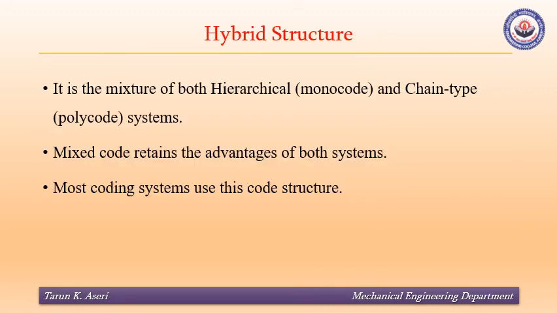Another kind of part code system is a mixture of hierarchical and chain type. Whatever advantages are available in hierarchical and chain type are mixed and assigned to code the product, and the system is known as a hybrid system. Most coding systems use this code structure.